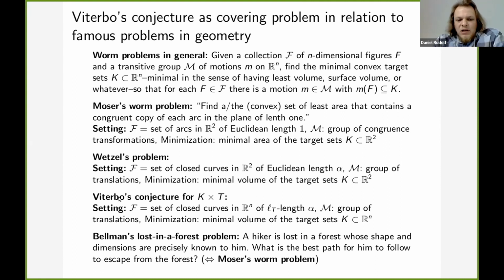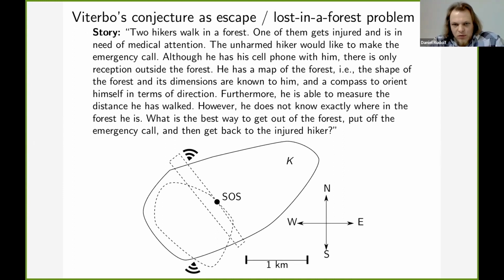And now one can show that Viterbo's conjecture for these Lagrangian products can as well be expressed within this general setting. If we take the set of closed curves in Rn of Minkowski length alpha, the group of translations as the group of motions, and minimization in the sense of minimal volume of the target sets, then one has expressed Viterbo's conjecture as such a geometry problem. And Bellman's lost in a forest problem appears as an equivalent formulation of Moses' worm problem. And one can say that Viterbo's conjecture can also be expressed as such a lost in a forest problem or escape problem. For example, I think we have 1 minute for this story.